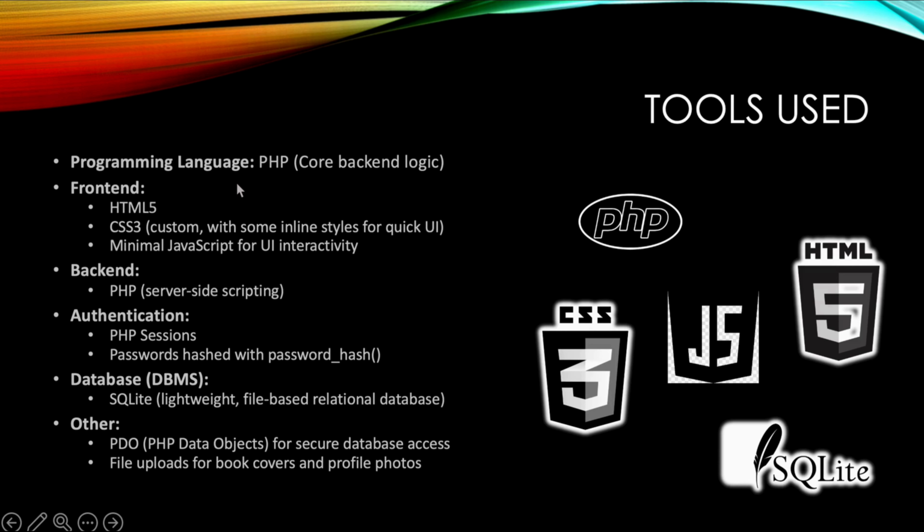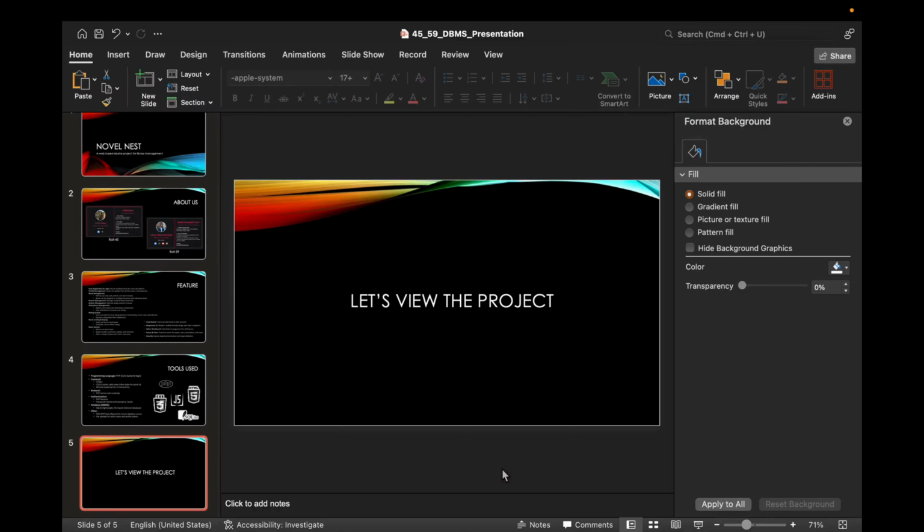At first our main and basic backend logic was built with PHP. Besides that, we use HTML5, CSS3 and JavaScript for front-end designing. We use password hash for PHP sessions, and in the database we use SQLite, which is very nice in our work. We will show that in our terminal, where we'll use SQLite for our database very comfortably. And finally, for data objects we use PHP. So let's view the project.